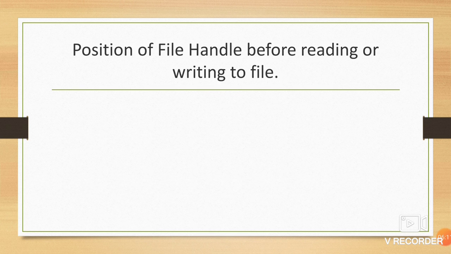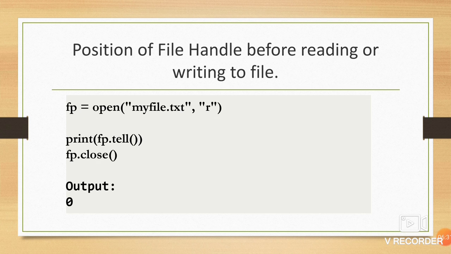Position of file handle before reading or writing to file. We have not done any reading or writing yet, so naturally the position of the file handle is at the beginning of the file. Now this is the program. fp is equal to open myfile.txt, r. Myfile.txt is a text file, and we open it in the reading mode. We have not opened this file for writing purposes. So print fp dot tell.